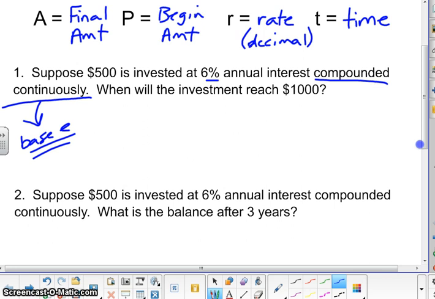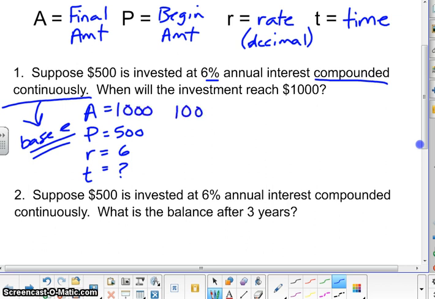Let's go ahead and start by labeling. What do we know of all of our information? We know that there's going to be $500 invested, so that's our beginning amount. We know the rate, so that's going to be 6%. And then the time is unknown, because it asks when we will reach the ending amount, which is 1,000. So plug and chug that in, and I want you to solve. Go ahead and push pause after you write this down and see if you can solve.